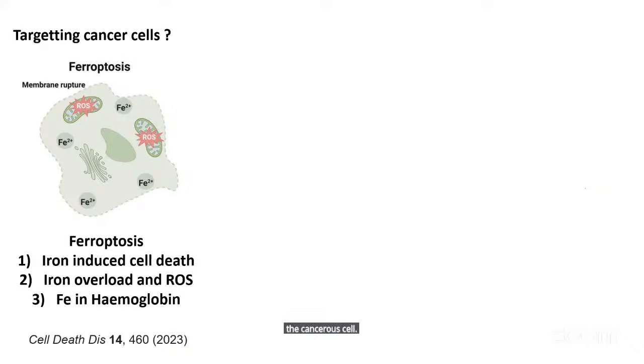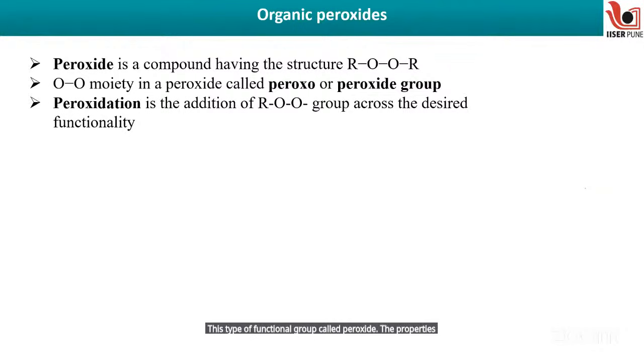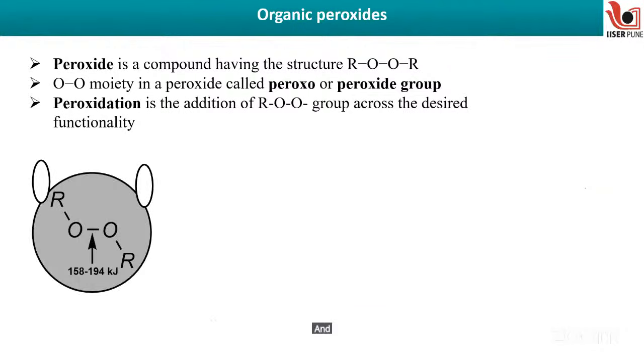We have iron present in our body in the form of hemoglobin, which undergoes a Fenton-type reaction with peroxide. Now you can see this very complex molecule on the top, and this is the complete cycle of ferroptosis in cancer cells. In the structure, you can see there are two oxygens present. This type of functional group is called a peroxide. The properties of peroxides are very unique, and the O-O bond strength is 150 to 190 kilojoules.